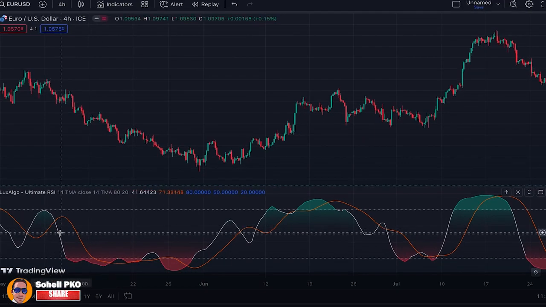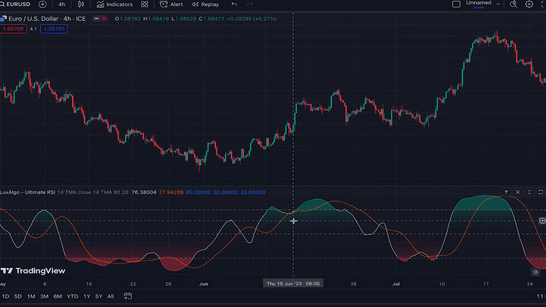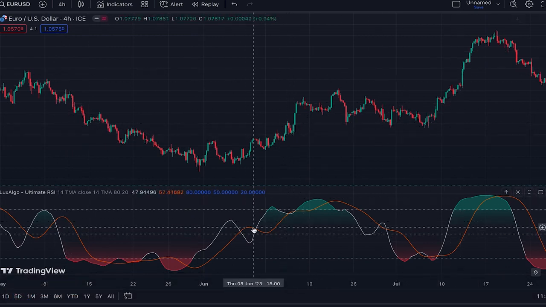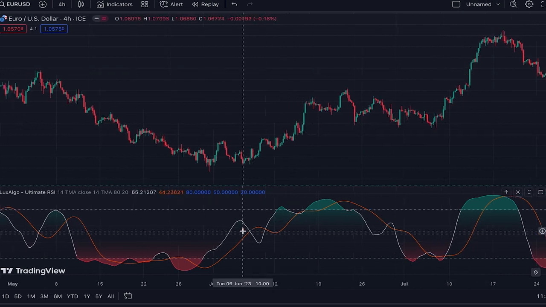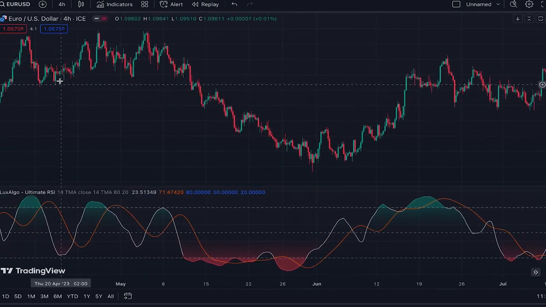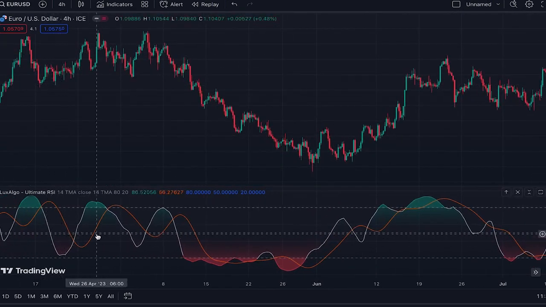For example, when it goes below 50, it can be a sign for the starting of a downtrend, and when it goes above 50, it can be a sign for the starting of an uptrend. But in between, you must also expect false signals, especially when the market is flat. And during range markets, you can see many center line crossovers.